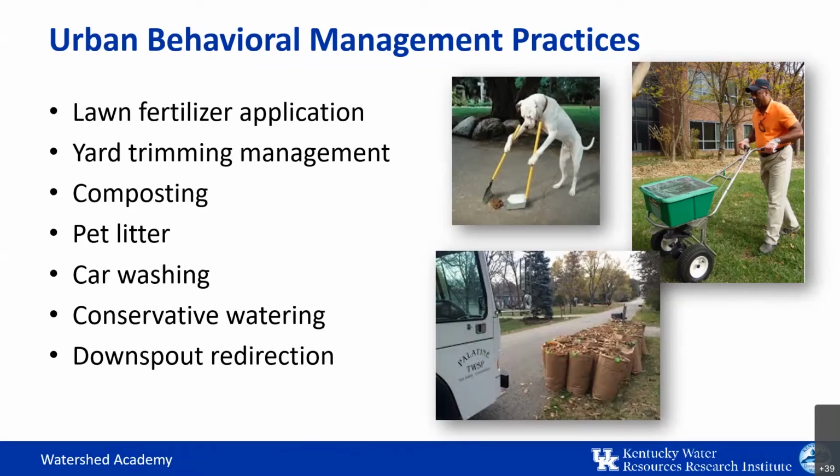Conservation watering is a way to prevent overwatering of lawns that creates unnecessary runoff. And in this practice, we encourage efficient landscaping using some of the native plants and grasses that we've mentioned that require less irrigation. And then finally, downspout redirection refers to the disconnection of the gutter downspout from a pipe or paved area and redirecting it to either a lawn or garden or the rain barrel that Steve previously mentioned. And this helps reduce the amount of runoff from the property.